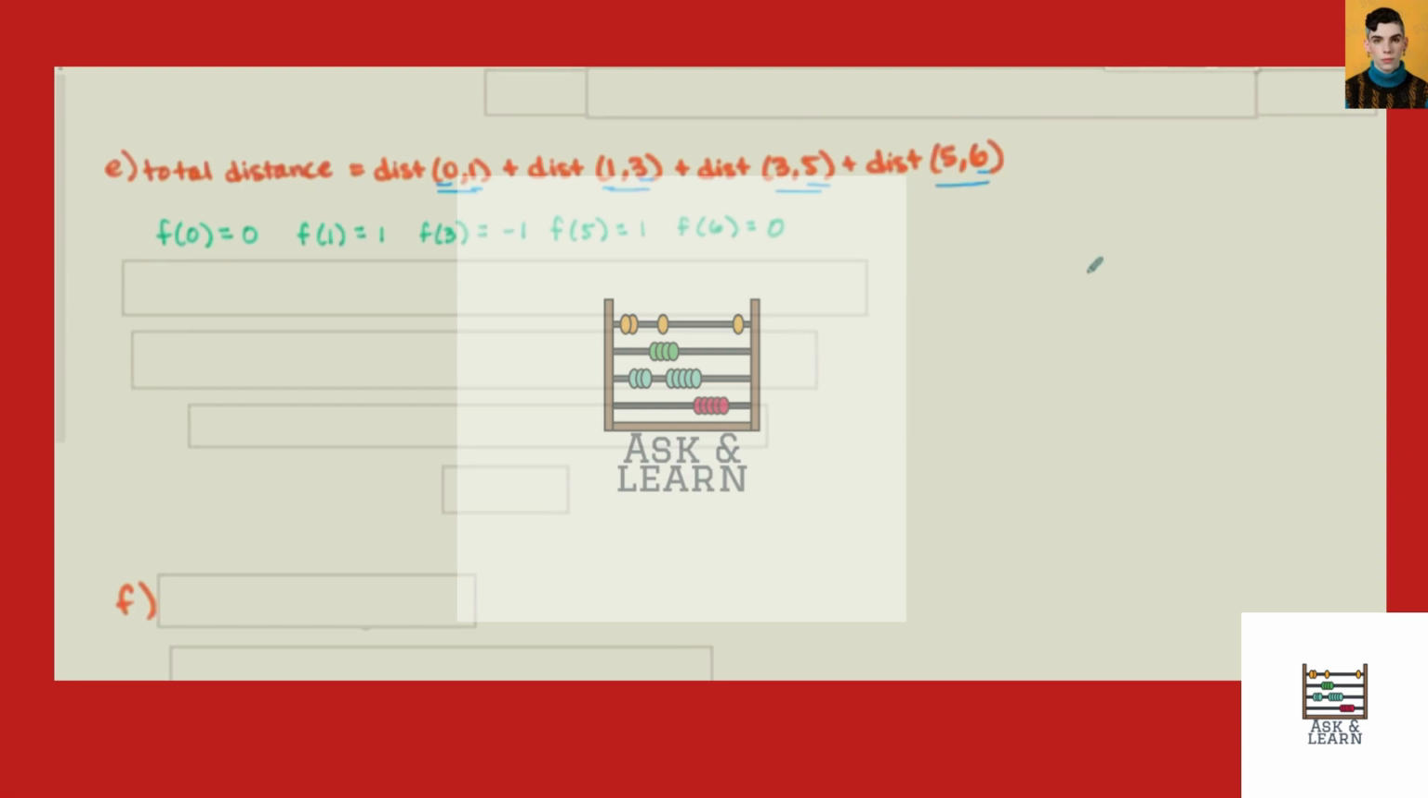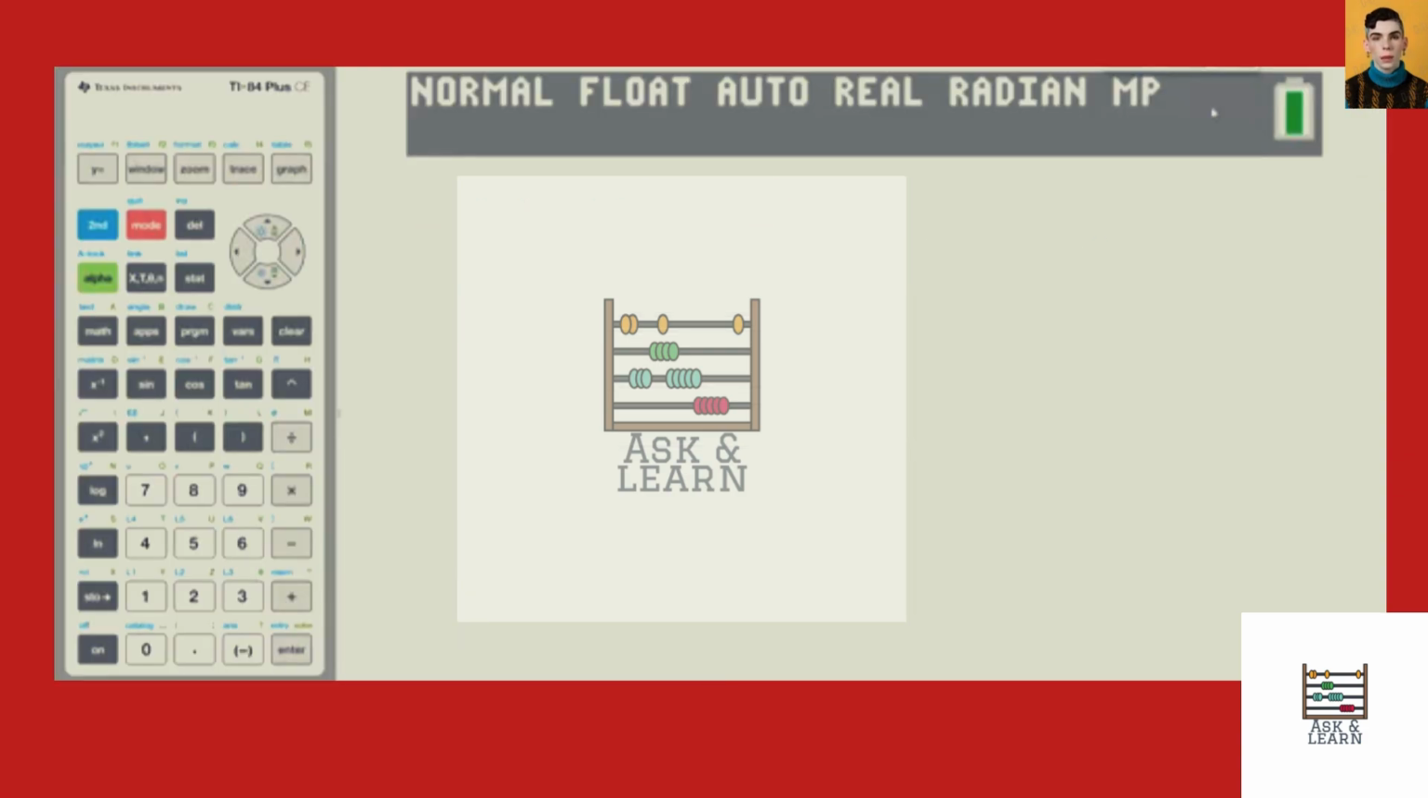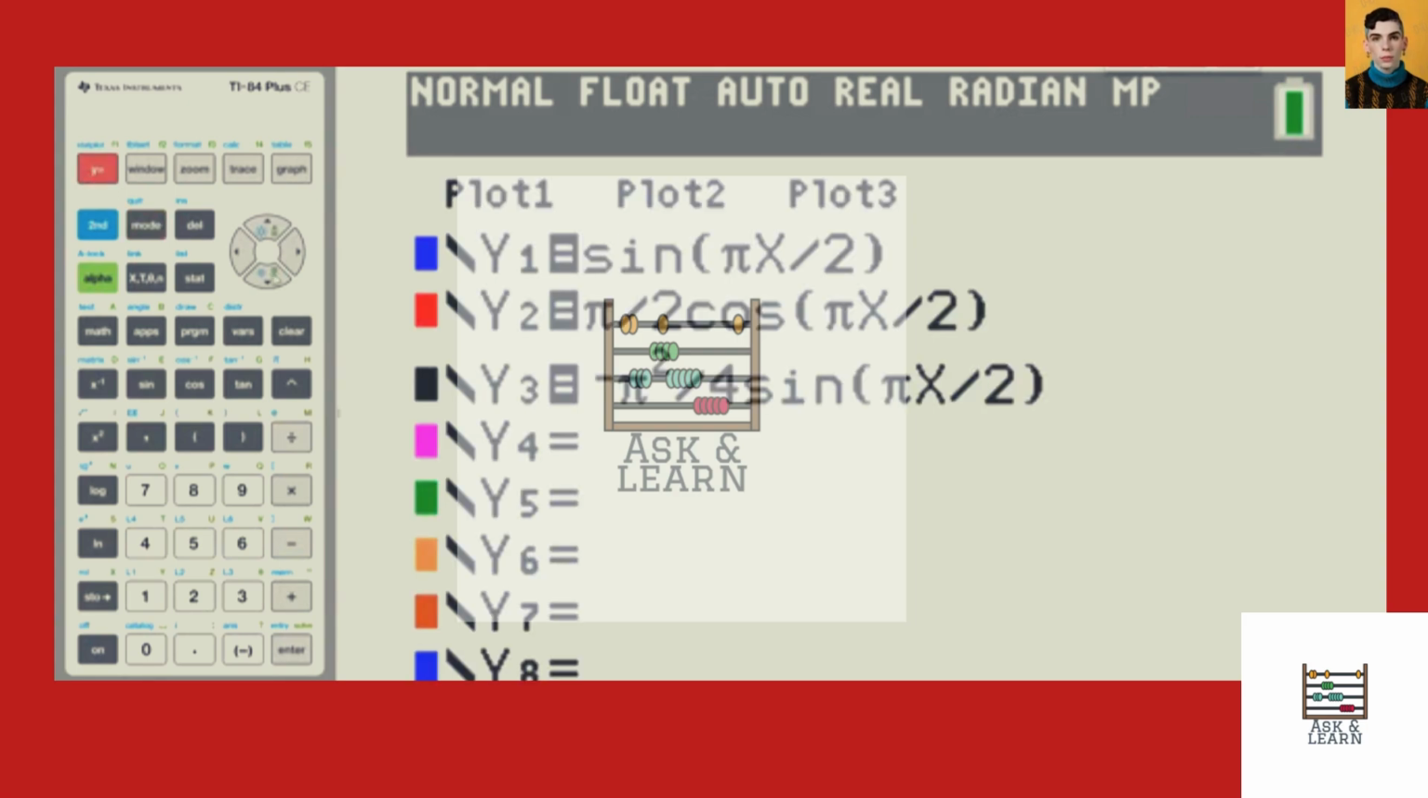And a really convenient way to find those numbers without having to do all the calculating yourself is to grab your calculator. You know you're going to be graphing the function anyway when it comes to part H, so you can type the function into your calculator. Here I have y1 is my original function, and I've already typed y2 and y3, the derivative and the acceleration. We'll get to those later.